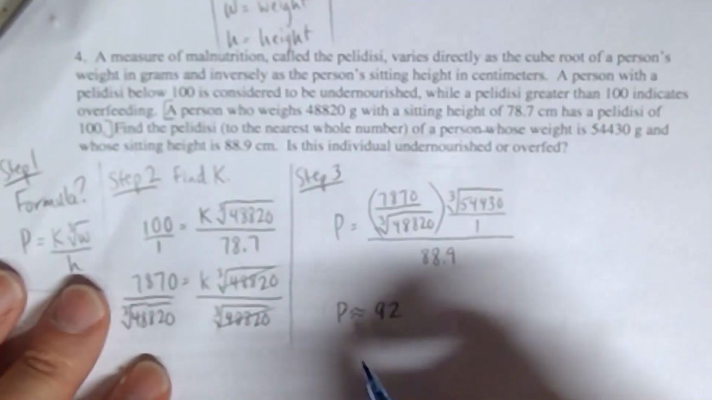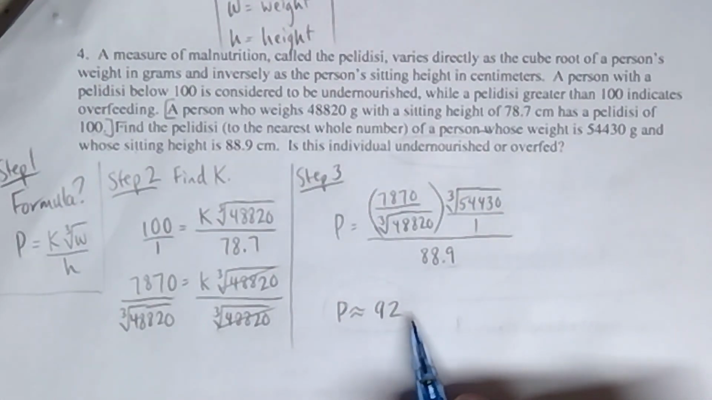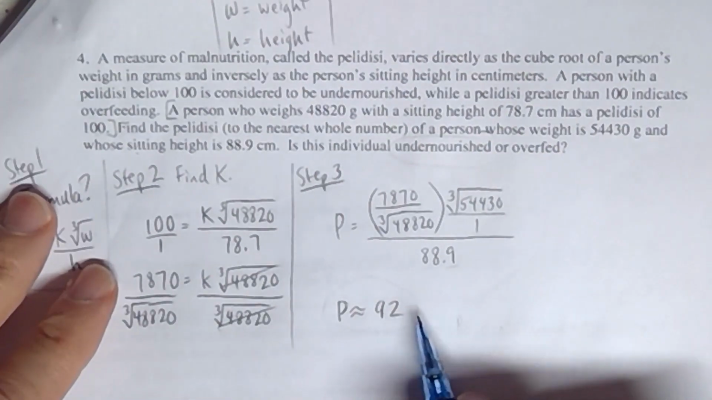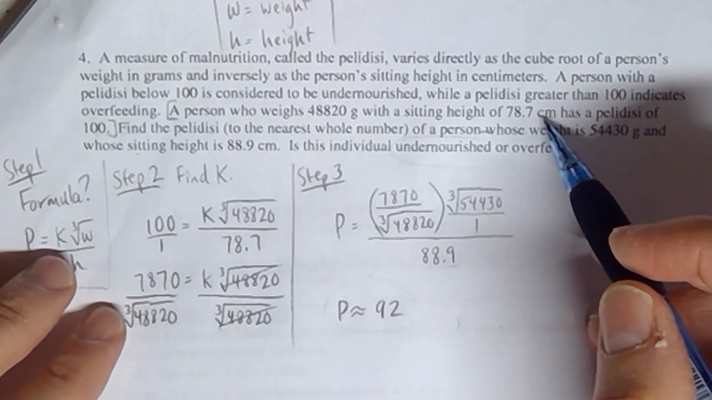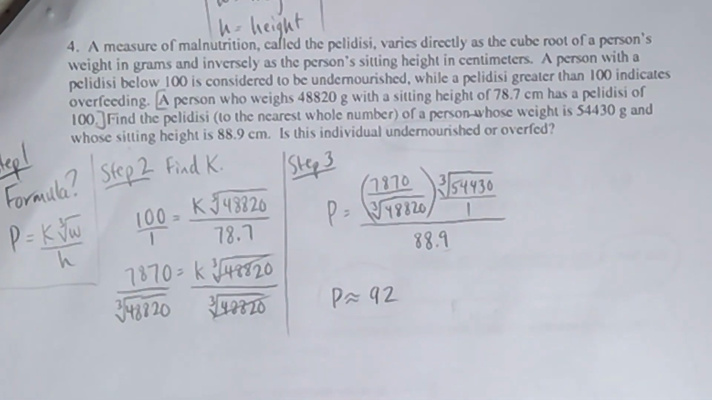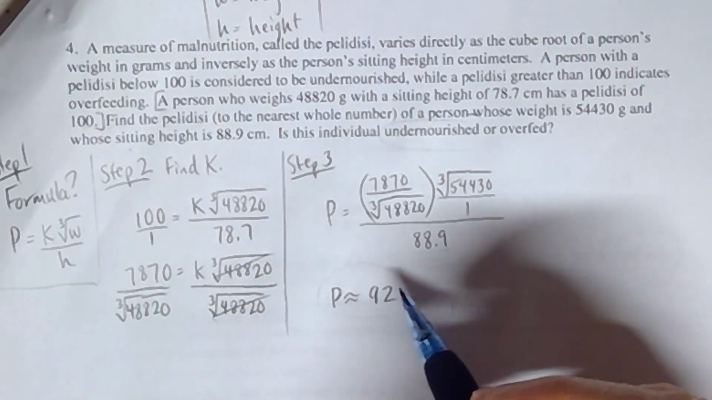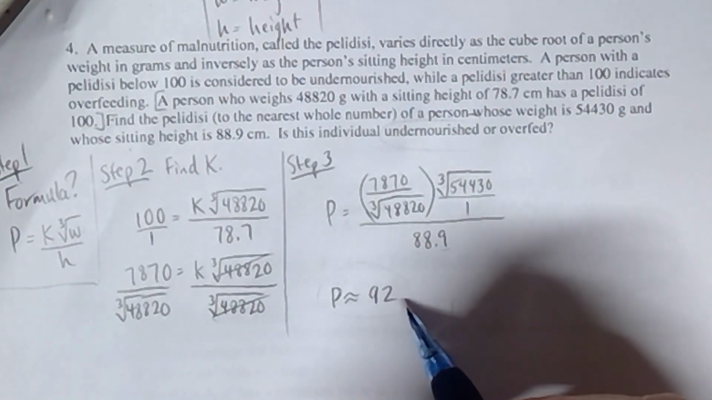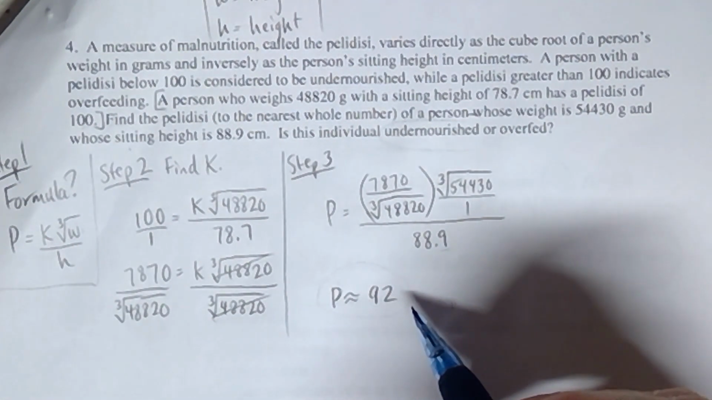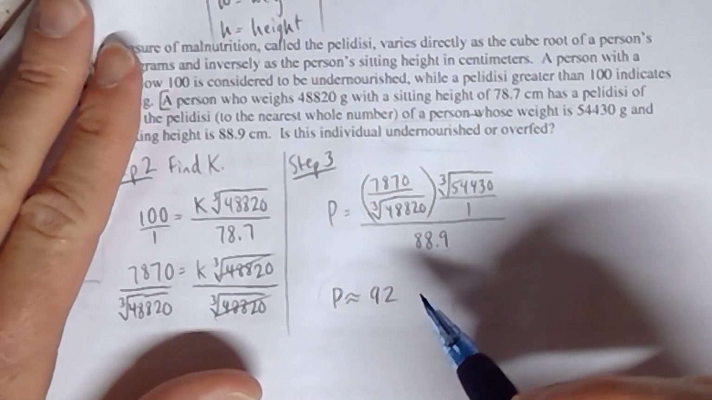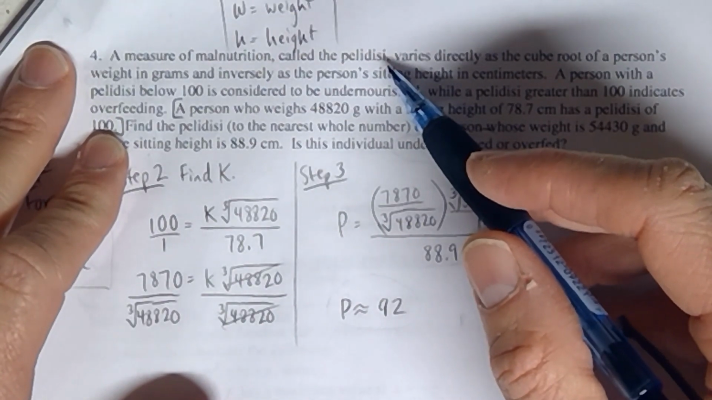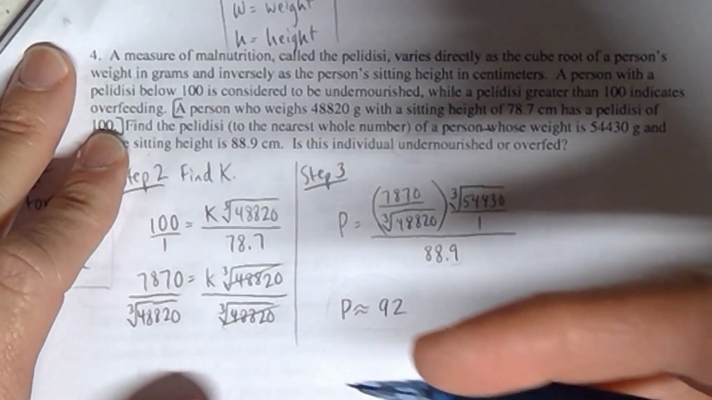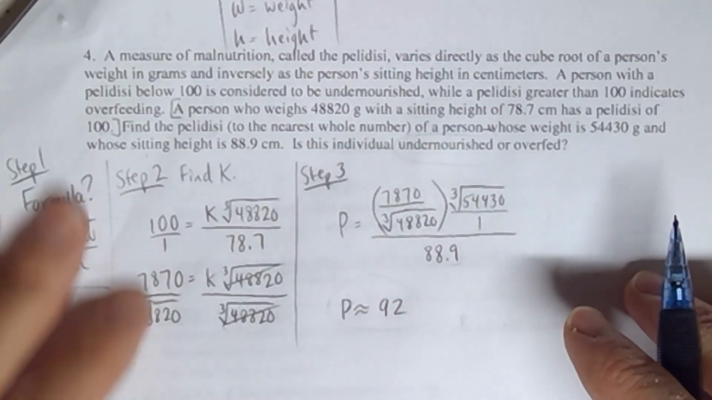Okay. And the thing about the Pelidisi, I know I said earlier that when your problem has measurement in it, such as grams and centimeters and whatnot, that your answer should as well. But this is the one exception, all right? The reason why you don't have anything in here like 92 feet or 92 yards or something like that is because that's just not how the Pelidisi works. It's meant to be just a number that tells you whether or not you're underfed or overfed.